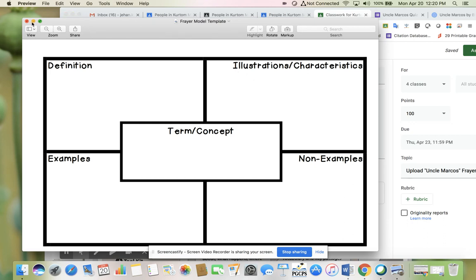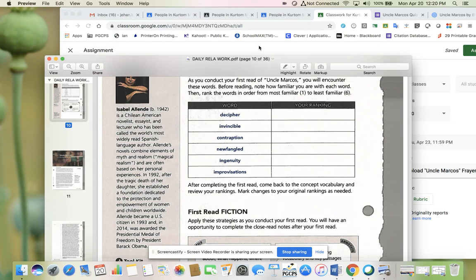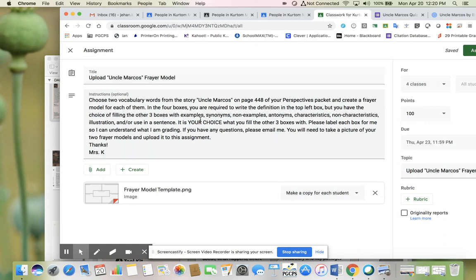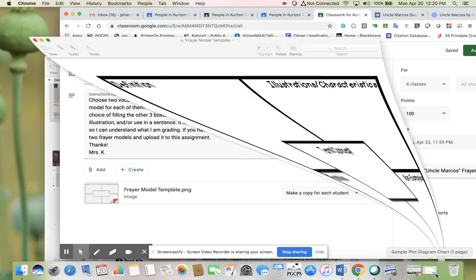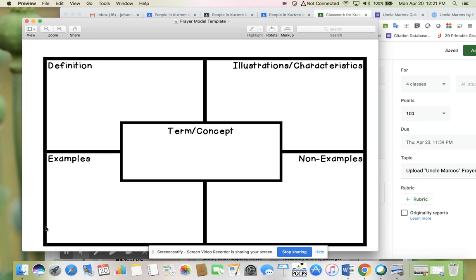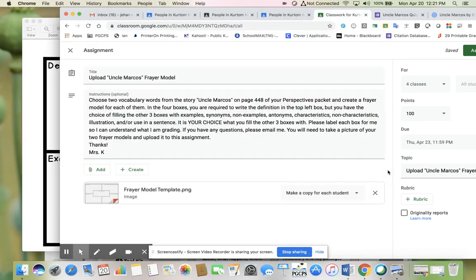Okay? The other options that you have, as I said before, you can do synonyms, antonyms, examples, non-examples, characteristics, non-characteristics. You can illustrate, draw me a picture, or you can use the word in a sentence. It is your choice to fill the other 3 boxes with any one of these, but the top left box for everyone has to be the definition. And this will be due on Thursday as well.